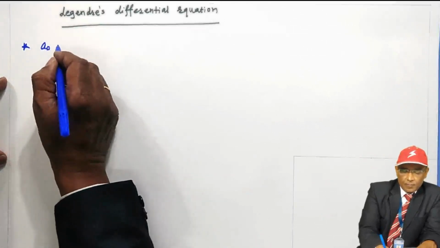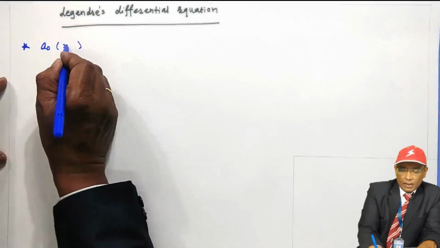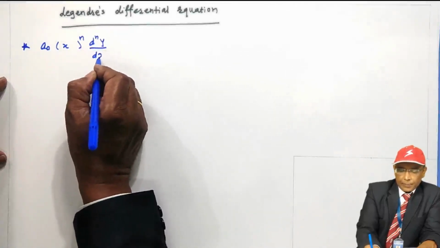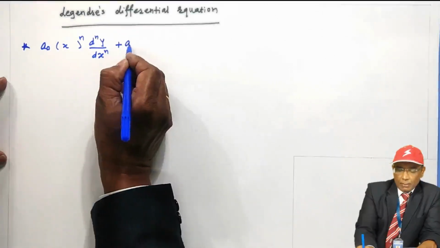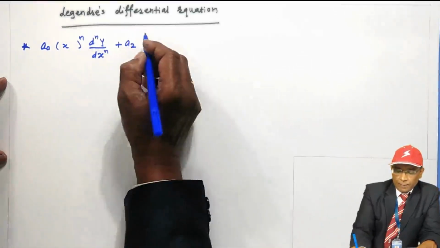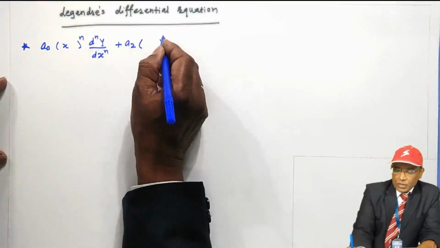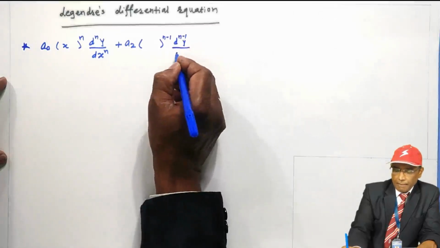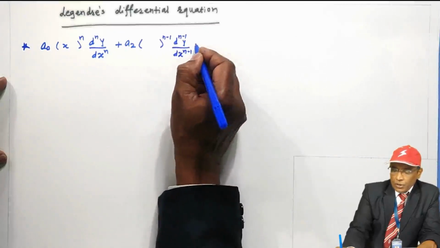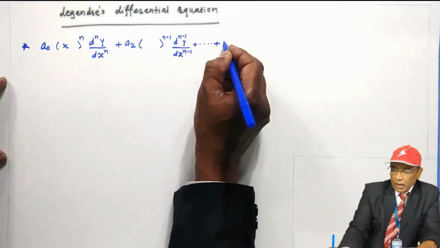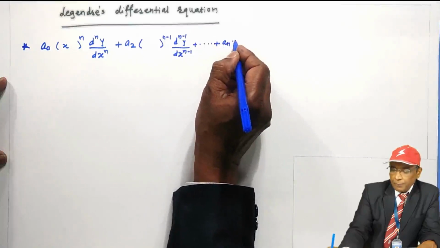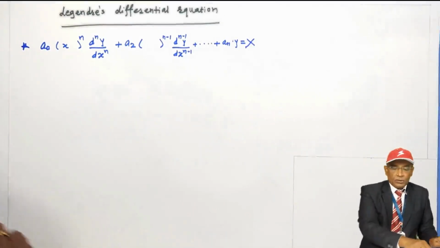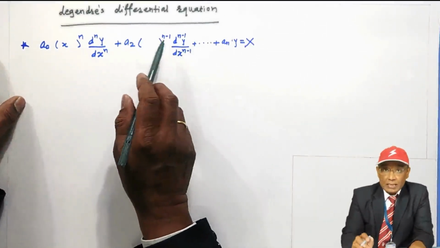Cauchy's differential equation: x to the power n d^n y by dx^n plus a2, I am writing here Cauchy's differential equation, not Legendre's, x to the power n minus 1 d^(n-1) y by dx^(n-1) plus and so on. Last term is an y, is equal to capital X. Capital X is a function of small x. This is Cauchy's differential equation. This is not Legendre's equation.